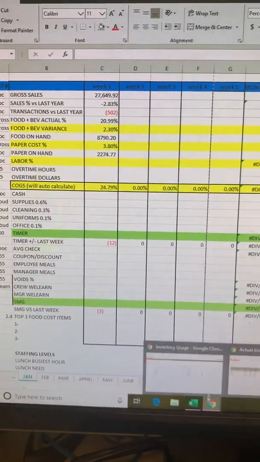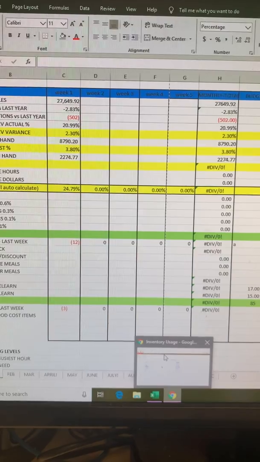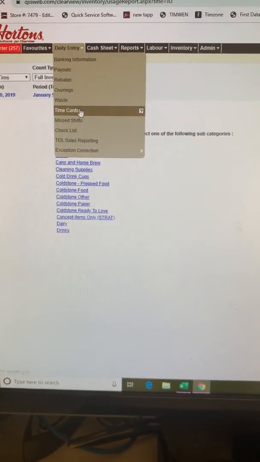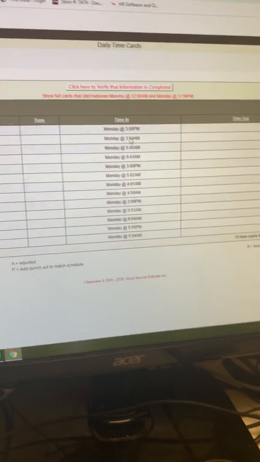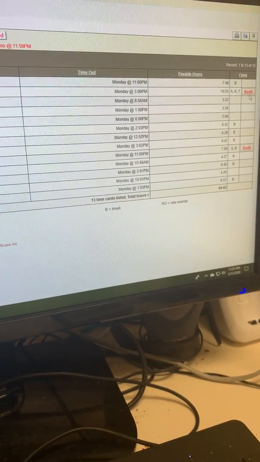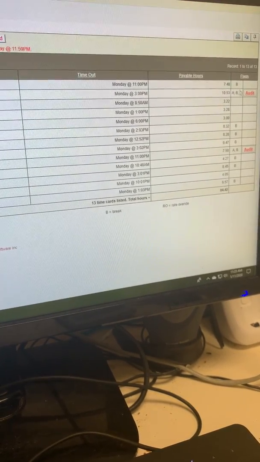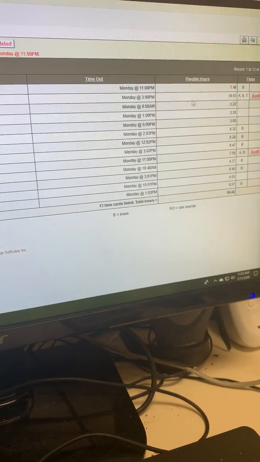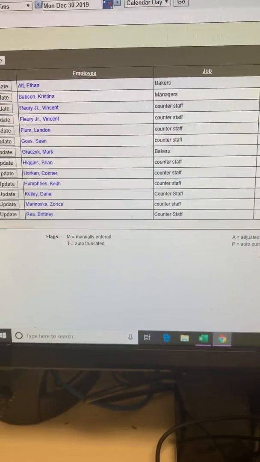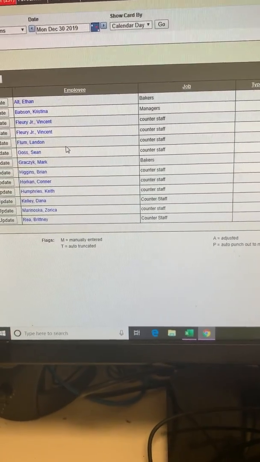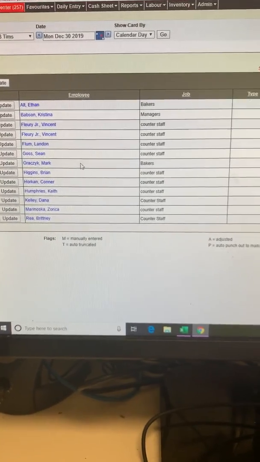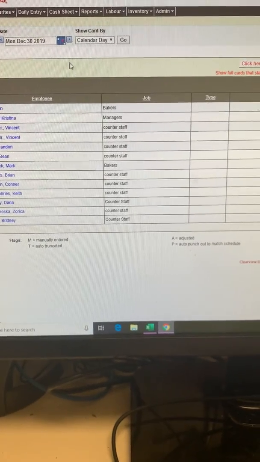Okay, labor. For labor, remember you guys have to go every single day to make sure that your time cards are, A, they all have 30-minute breaks. That is gonna drastically improve your labor if you do not have that. You want to check for if they haven't clocked out and they're being paid for like a 12-hour shift. If they didn't actually work a 12-hour shift, you want to make sure that that is changed, so that way you're not paying them for something that they didn't actually work. So make sure you're doing this every single day.